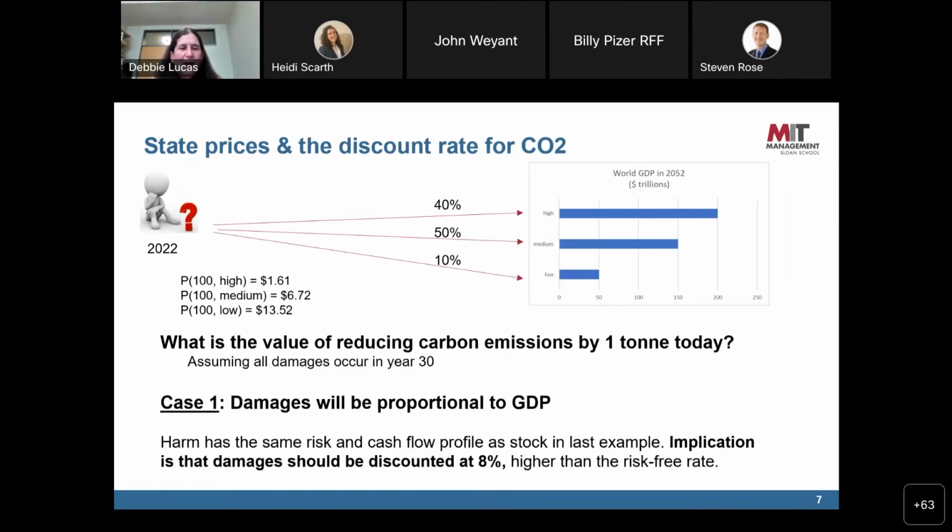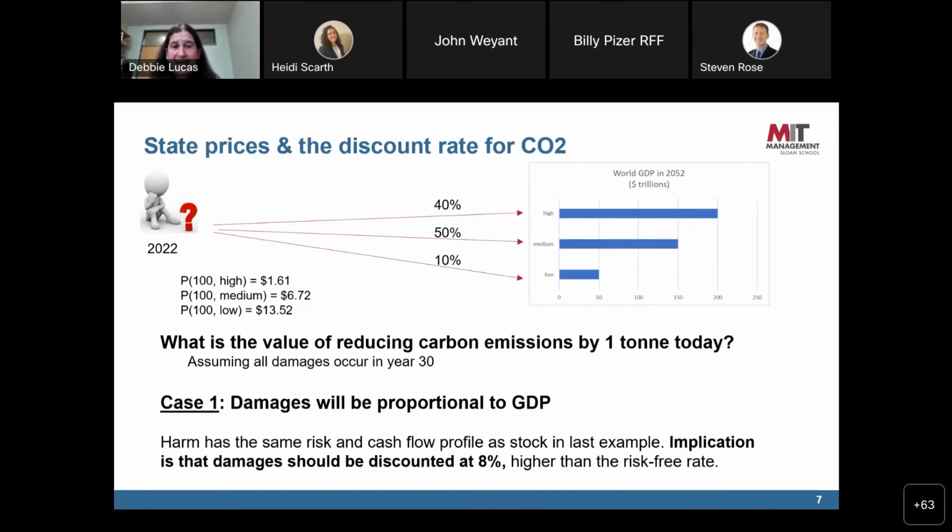Let's ask the question using the same state price framework. What's the value today of reducing carbon emissions, say, by 1 ton? And let's assume, just for keeping things really simple, that all the damages are going to occur in year 30. I actually want to talk about 2 possible cases. The first is that the damages are going to be proportional to GDP. And I think in some ways, Billy alluded to this a little bit.